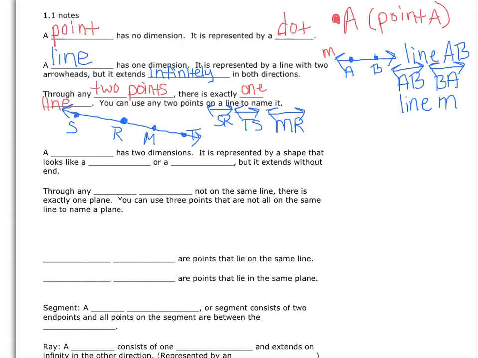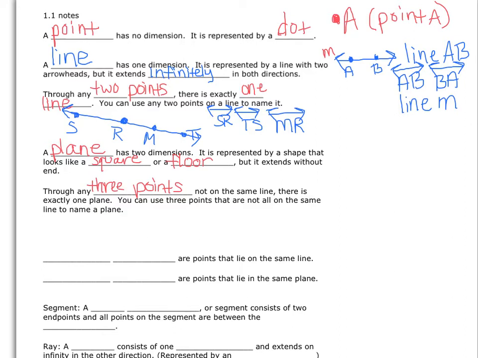Now, we go to 2 dimensions, and that's going to be called a plane. So a plane is represented by a shape, and most of the time what you're going to see it look like is a square shape, or more like a parallelogram that's tilted, or it also looks like the floor or the ceiling. Because a floor and a ceiling, they are planes. Okay, but it extends without end, and through any 3 points, as long as they're not on the same line, there's exactly one plane. So you can use 3 points that are not all on the same line to name a plane.